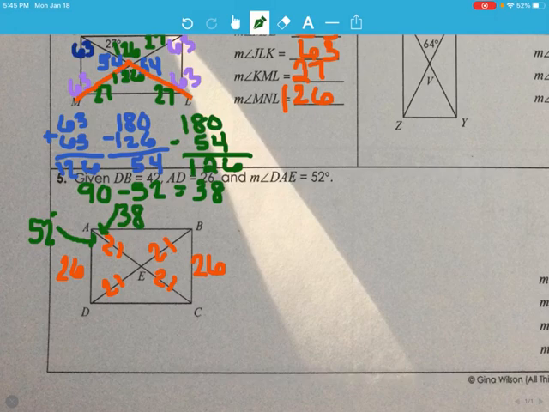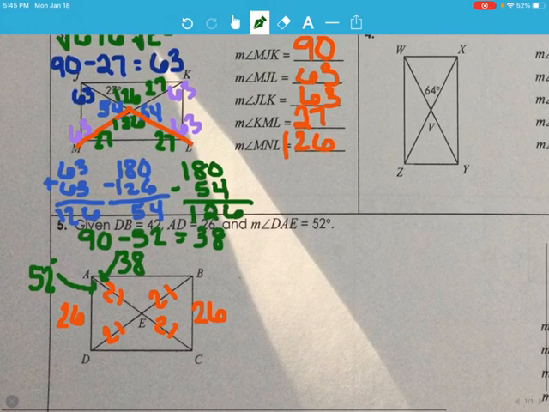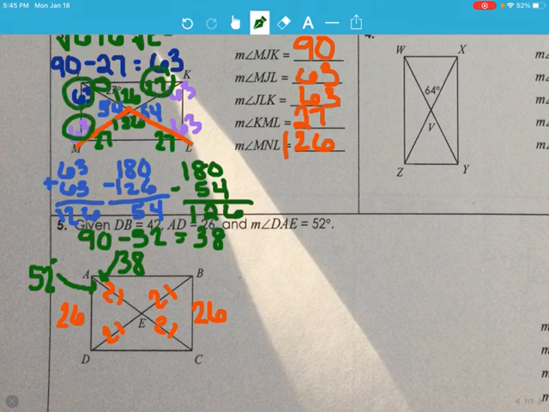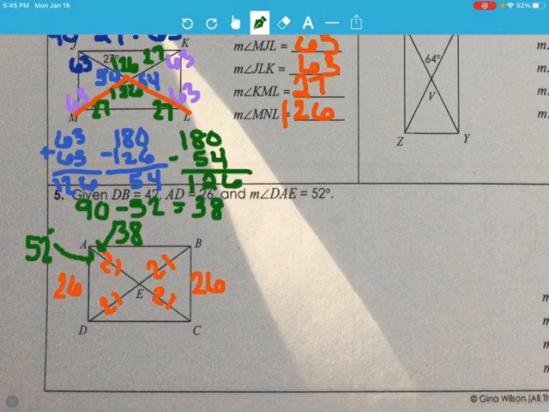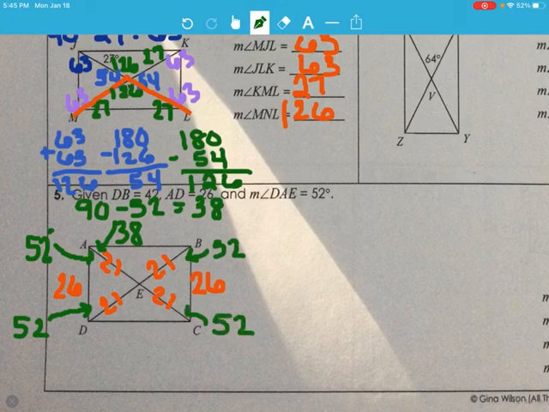And just like we discovered in question 3, if we know one side, we know the other's the same. If we know this side, the other's the same. So I can do a lot of copying. If I've got 52 on the top left, I know that the bottom left is also 52. Same thing with the side across from it. So I'm going to fill in those 52s. The 38s now. If I know I have a 38 here, I have a 38 right there, and I have a 38 on both bottoms.